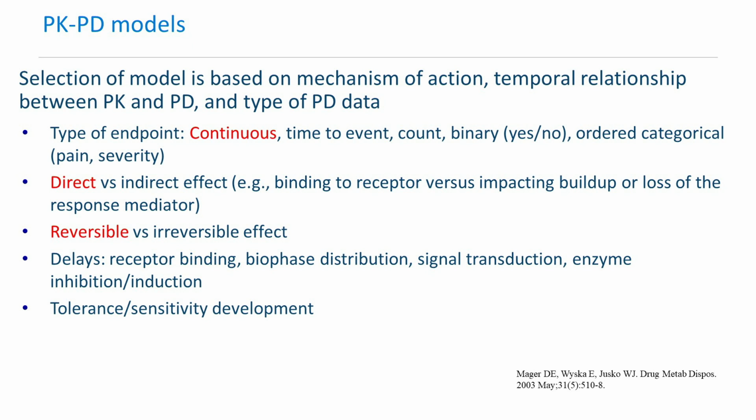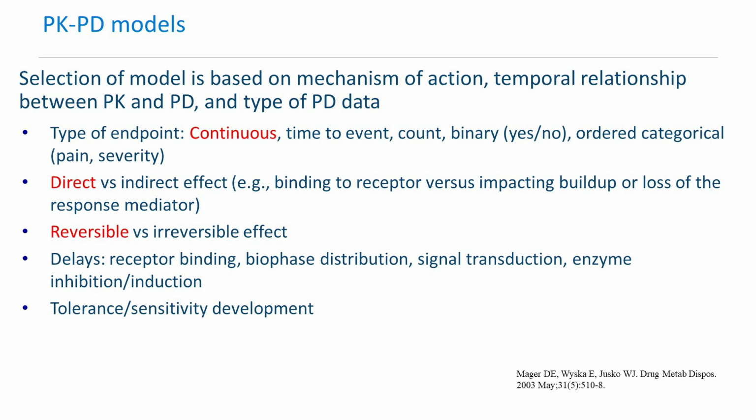There are irreversible effects, especially now with many of the gene therapies, where we're actually changing the fundamental components of the body. These are not reversible effects like a drug binding to a receptor and then eventually coming off the receptor. I mentioned delays. That has something to do with the indirect effect, but you can also have things like distribution to the site of action, signal transduction, enzyme inhibition or induction that then cause a downstream effect. It's a little bit related to the indirect effect, but we can also have just timely delays.